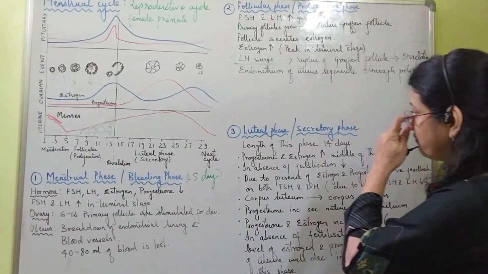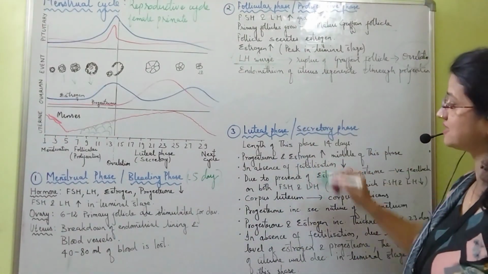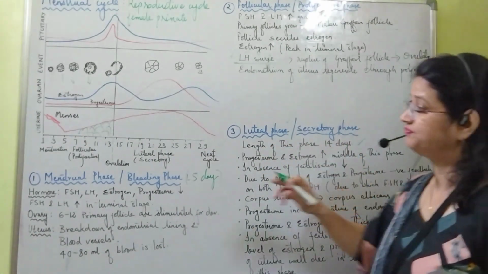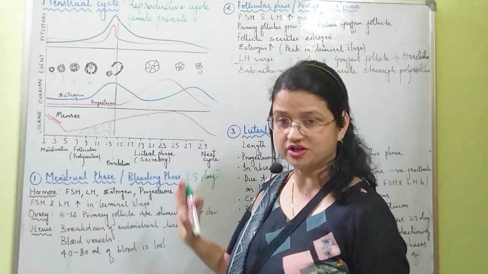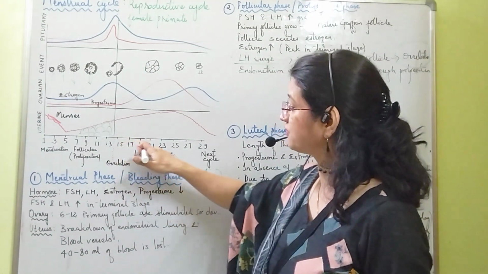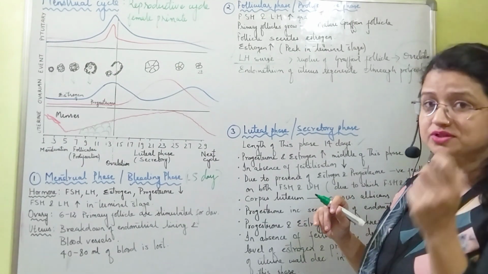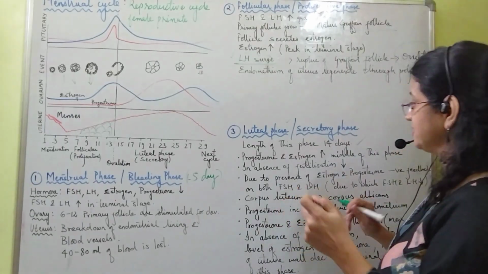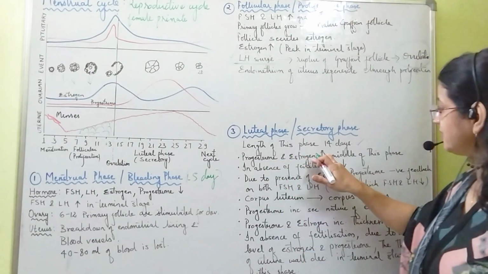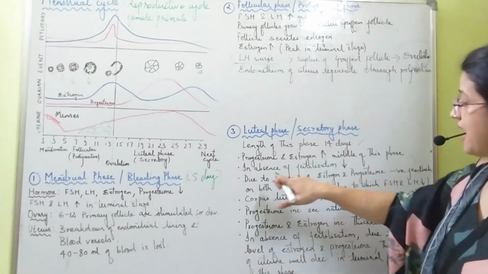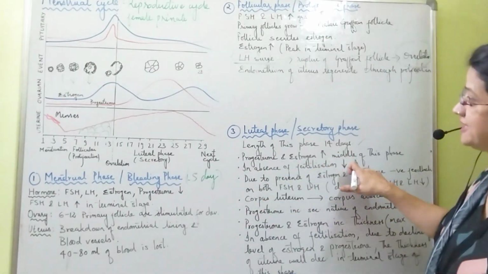Now here we will see what happens in the luteal phase or the secretory phase. The length of this phase is 14 days. On the 14th day, what happened? The ovulation took place, and after that, the next 14 days will be called the luteal phase or the secretory phase. Progesterone and estrogen increase in the middle of this phase, and in the absence of fertilization, they decrease.